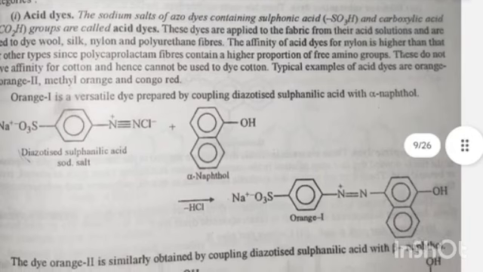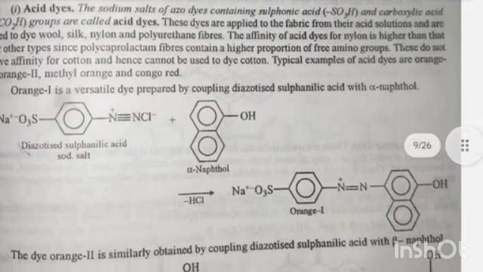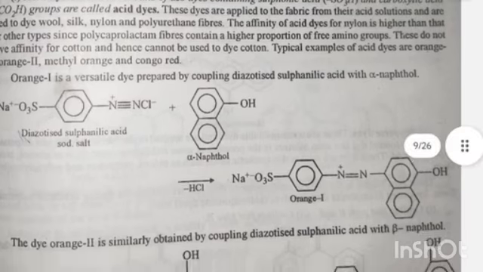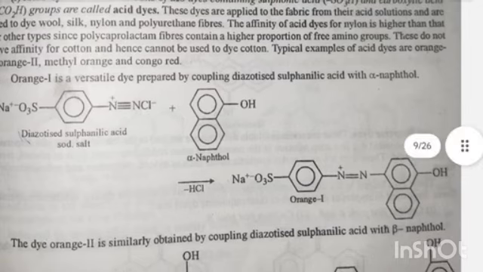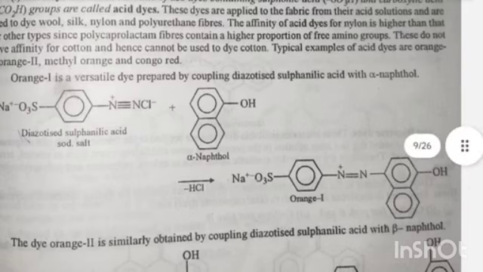Acid dyes. The sodium salts of azo dyes containing sulfonic acid and carboxylic acid groups are called acid dyes. These dyes are applicable to the fabric from their acid solutions, and they are used to dye wool, silk, nylon, and polyurethane fibers. The affinity of acid dyes for nylon is higher than for other types, since polycaprolactam fibers contain a higher proportion of free amino groups.